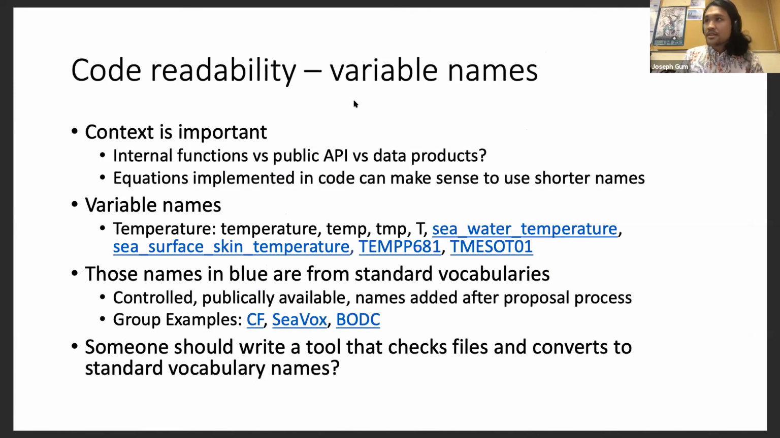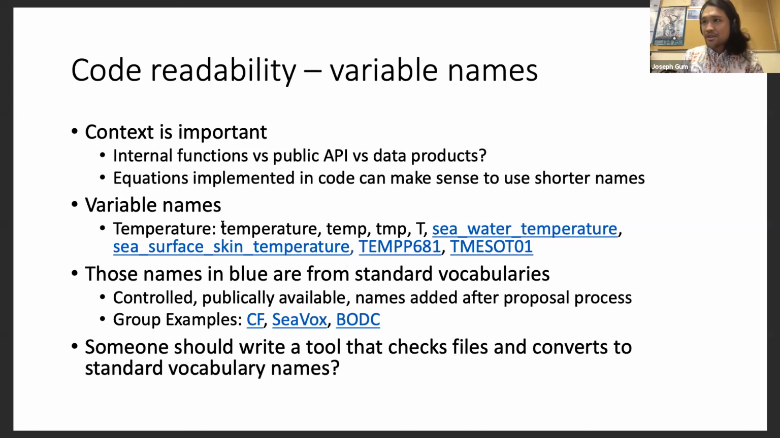Code readability. Variable names. Context is important. If you're only using things internally, they don't need to be as well defined or as easy for somebody to figure out from the outside, because only you or core maintainers are working on that. And some equations implemented in code can make sense to use shorter names, because even black can't save you if you have, say, 100-character long variable names. It's just going to be a mess.